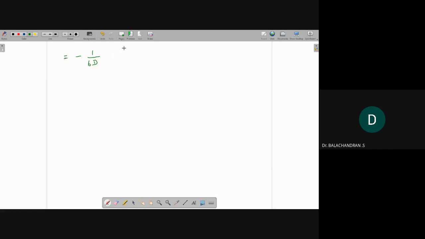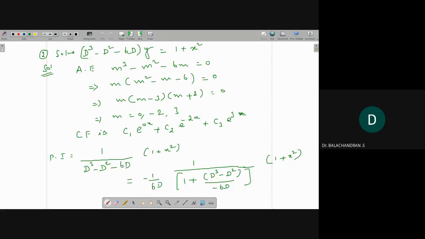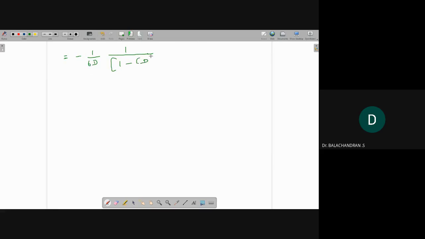Okay, so 1 by 1 minus d square minus d by 6, 1 minus of d square minus d divided by 6 into 1 plus x square. So which is equal to minus 1 by 6D.